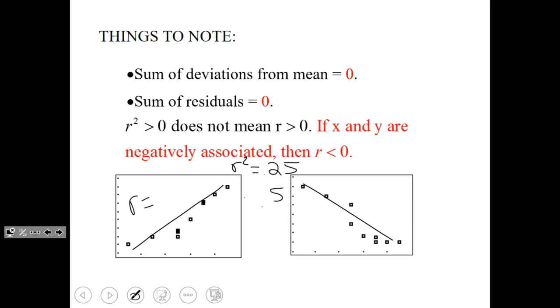But this one's R is positive 0.5. And this one's R would be negative 0.5. We'd have to look at our scatter plot to see that. Or we'd have to see something tell us there was a negative association, and then we know the sign to put on R.